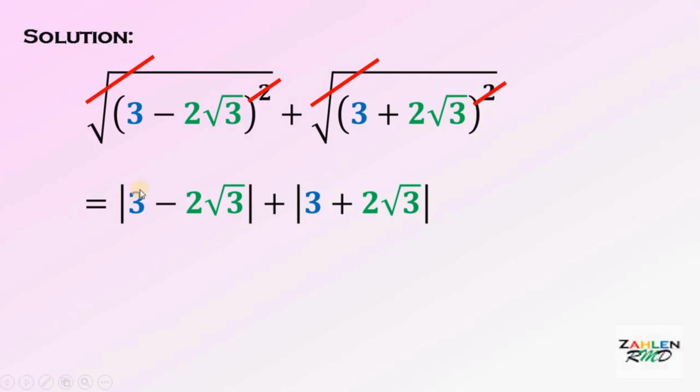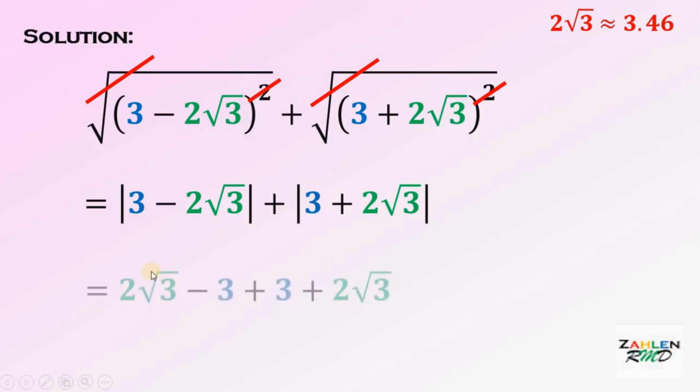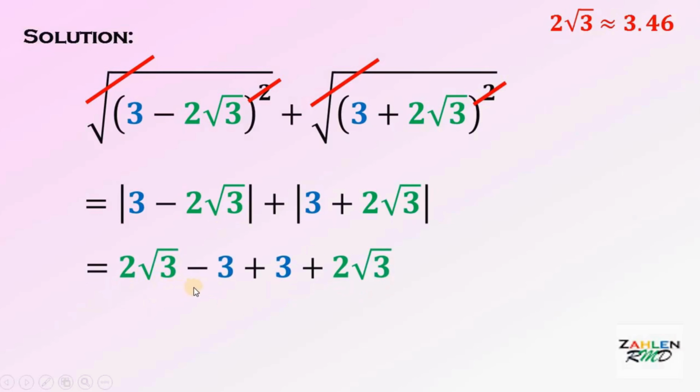Now here's the problem. 2 square root of 3 is approximately 3.46. Therefore, 3 minus 2 square root of 3 is a negative number. It's definitely a negative number. Therefore, to make it positive, we can do 2 square root of 3 minus 3. This is definitely a positive number.